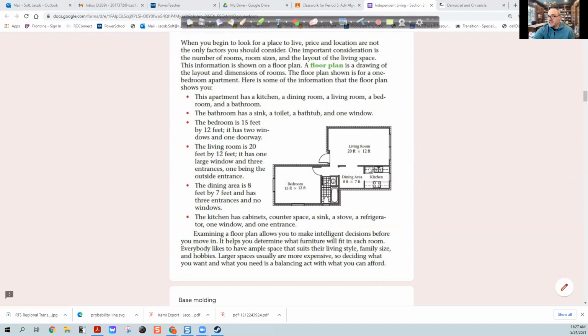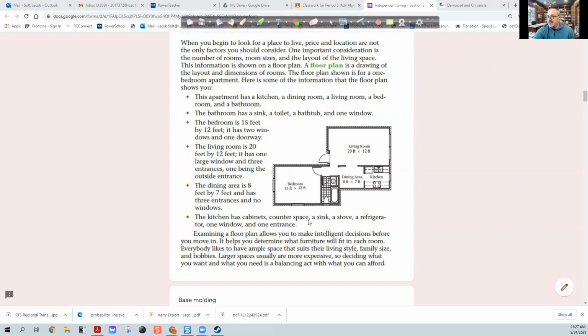The living room is 20 feet by 12 feet, and it has one large window. This is the large window. It's a double window. And it has one doorway. There's the doorway. This door swings out, says the floor plan. The dining area is 8 feet by 7 feet and has 3 entrances and no windows. So the dining room has no windows, but it opens to the kitchen, it opens to the living room, and it opens to a hallway which goes into the bedroom.